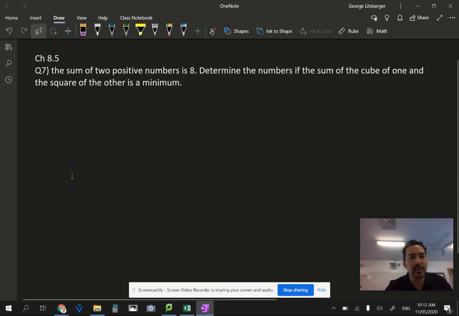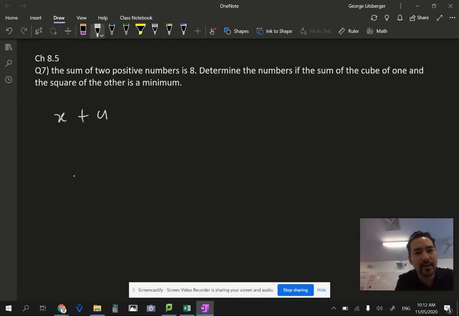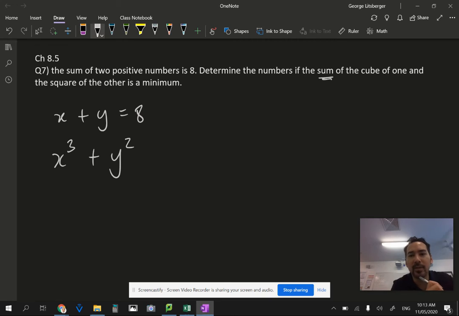Okay, let's have a go at this question. So the sum of two positive numbers is 8. Now I'm going to write that bit first. And then it says determine the numbers if the sum of the cube of one and the square of the other is a minimum. So we need to find the sum of the cube of one and the square of the other, and this is supposed to be a minimum.